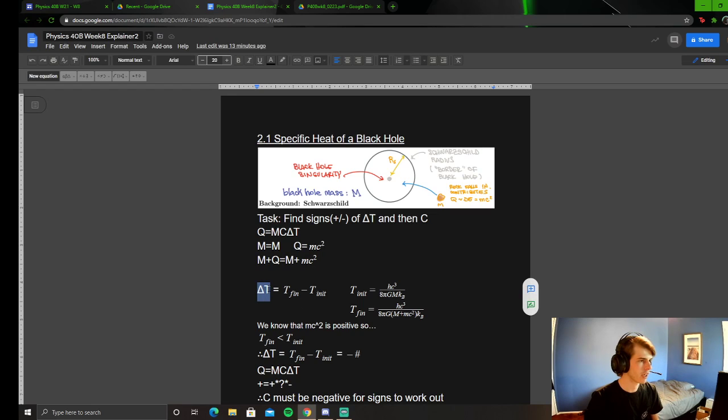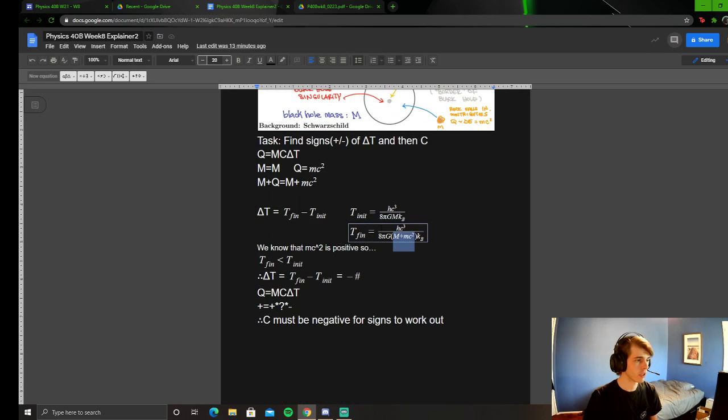So now we want to find specifically the sign of delta T. We know that delta T is the final temperature minus the initial temperature, and we get T equals this whole thing. This is an equation that's given to us in the problem, so we'll go ahead and use that. Initially we notice that the mass is m, but after we add the rock, the mass will be a little bit greater. It'll be the mass of the black hole plus the energy of the rock.